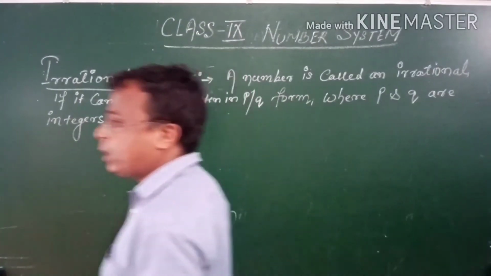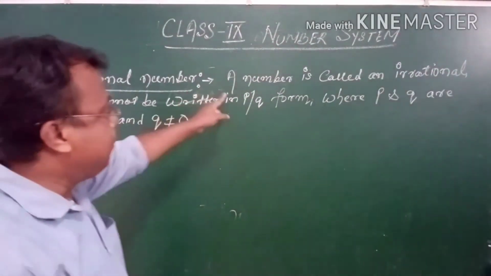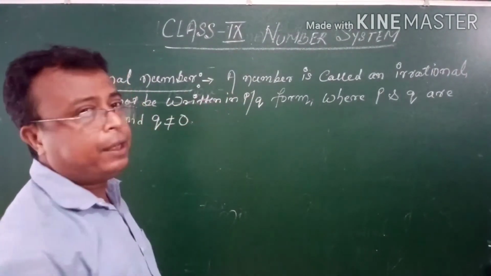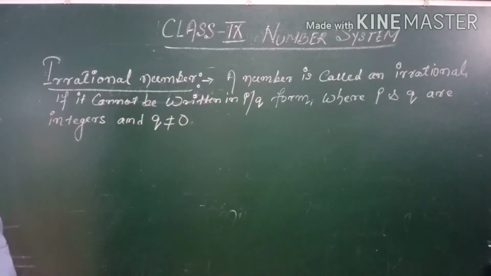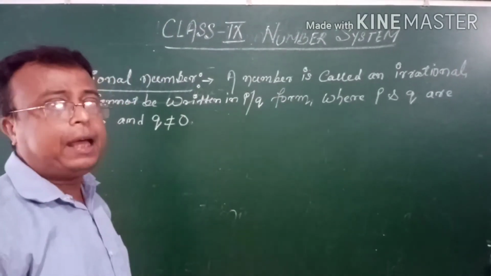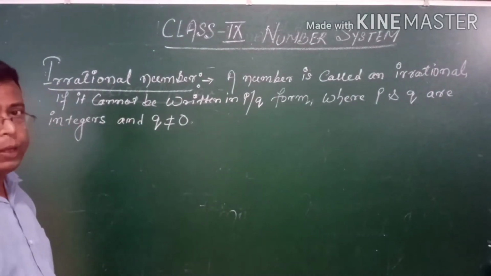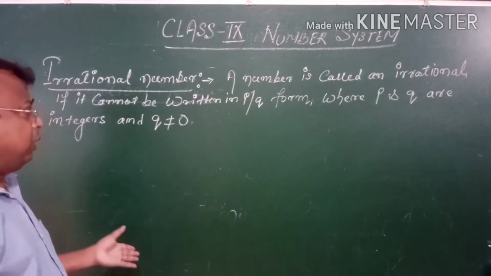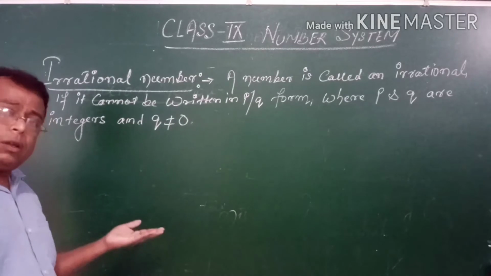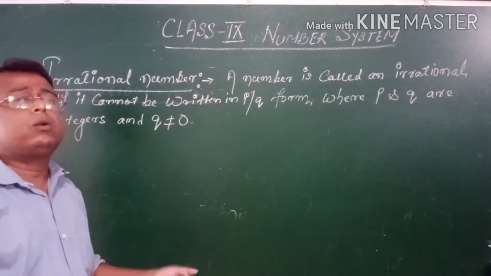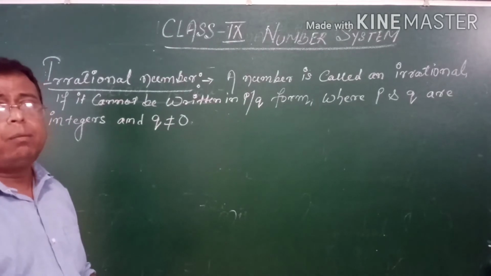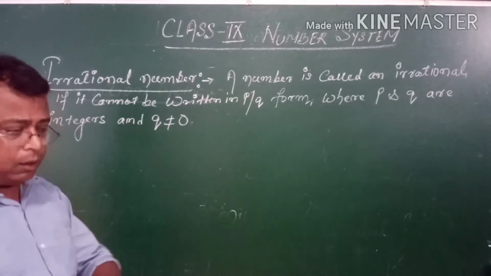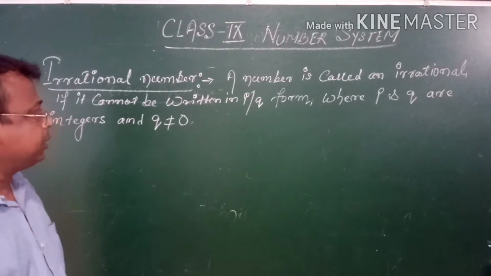Now come to the actual definition of an irrational number. A number that cannot be written in p by q form, where p and q are integers and q is not equal to 0, is called an irrational number. A number that can be written in p by q form is a rational number, as I told in my previous lecture.